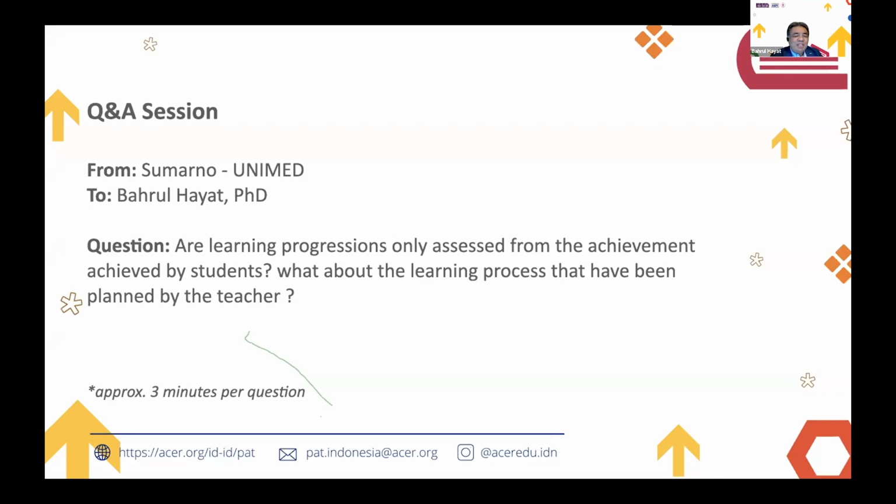Yeah, thank you, Pak Sumarno. Of course, because it is learning, again, what we want to assess is the learning outcome. That's the major focus of what we want to do in the classroom: whether the student experiences meaningful learning and whether the learning outcomes are there. If you want to check the learning process, there's another issue.